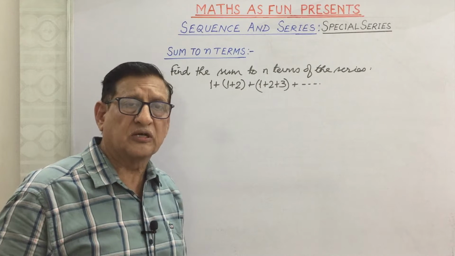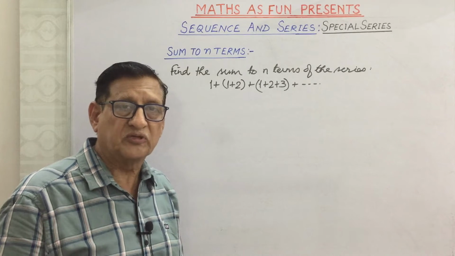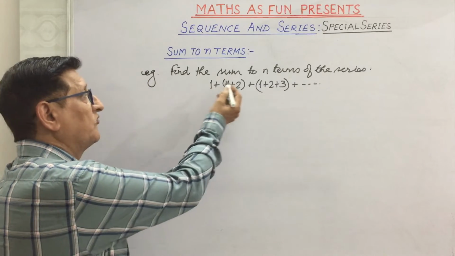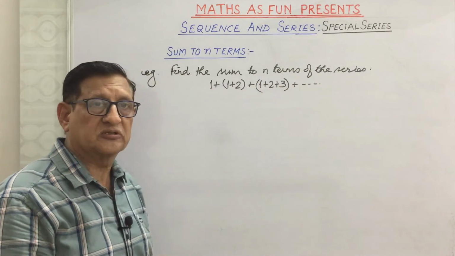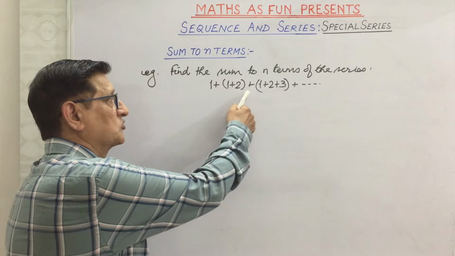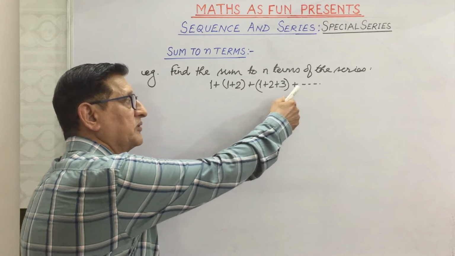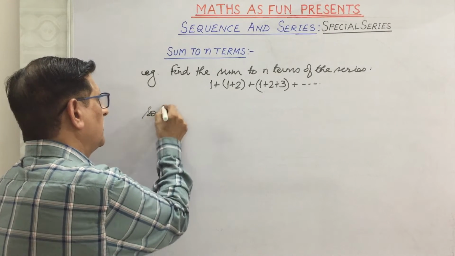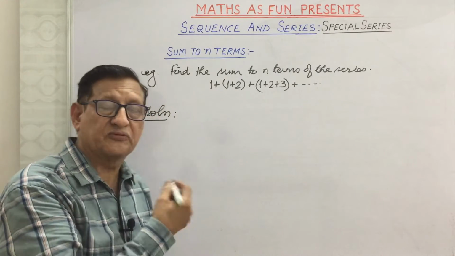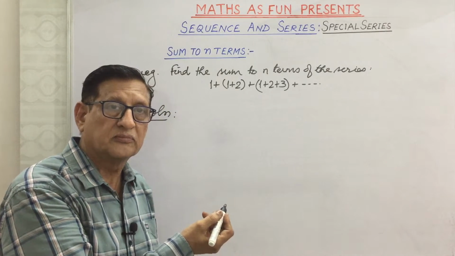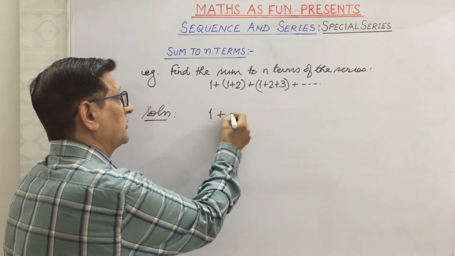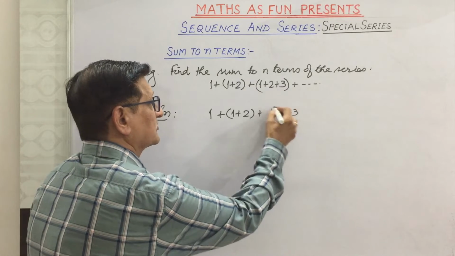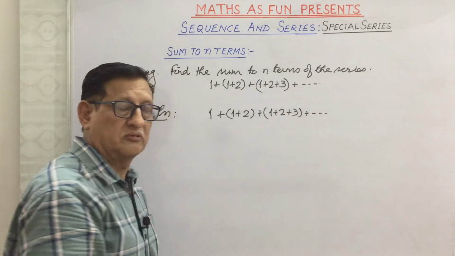We discuss some examples based on the concept which we have learnt just now. So the first one here is, find the sum to n terms of the series 1 plus 1 plus 2 plus 1 plus 2 plus 3 plus so on. To solve this problem, according to the algorithm, first we have to find out its nth term. We write the series 1 plus 1 plus 2 plus 1 plus 2 plus 3 plus so on.